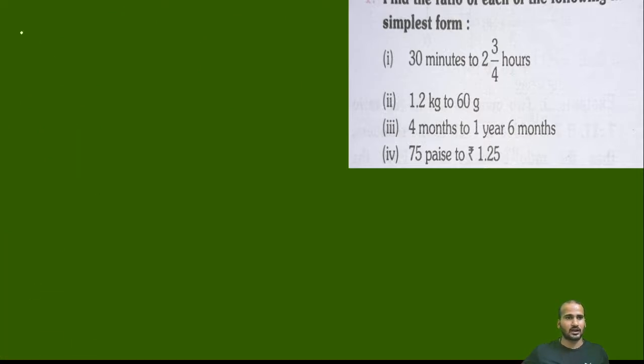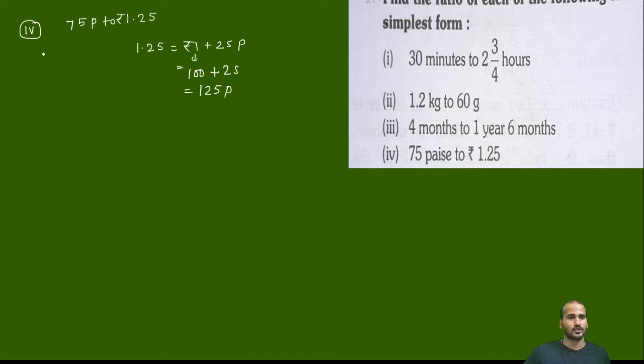That's better. Now fourth one, just look at the fourth question, that is 75 paisa to 1.25 rupee. So it is given in rupee, and we know that 1.25 rupee means what? 1 rupee plus 25 paisa, and we know that 1 rupee is 100 paisa plus 25. It means what? We will have 125 paisa.